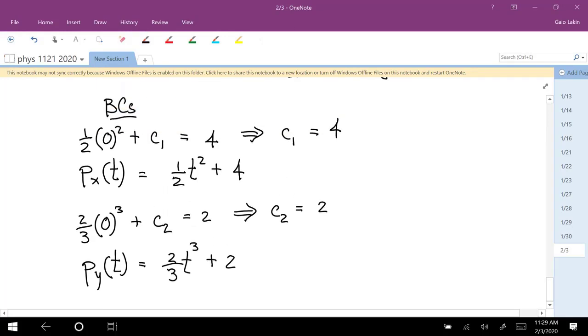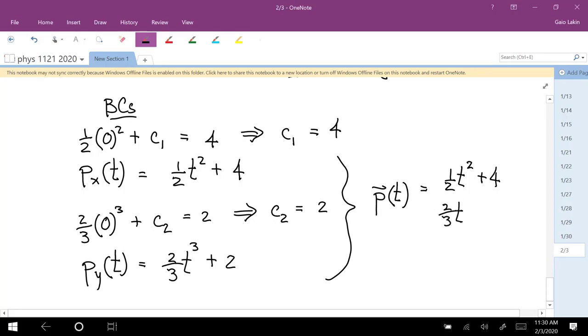And so if you put these two together, you get that the position vector as a function of time has px as an x component, so 1/2 t squared plus 4, and py as a y component, 2/3 t cubed plus 2.